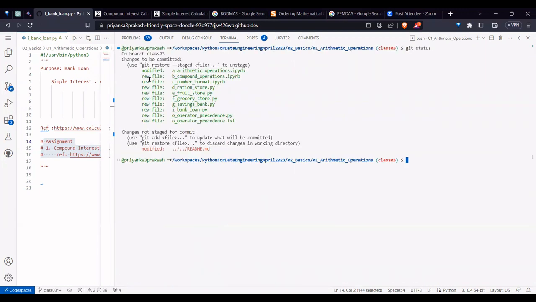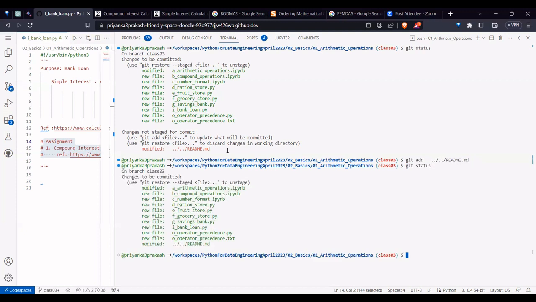If you do a git status, did you see what happened? Everything became green. Means all the changes were staged, ready to commit. But did you see that this file was not gone? Because it is in a separate directory, right? So if I do a git add, because I am in a different directory, I can do like this. Now, if I do a git status, did you see everything was staged?